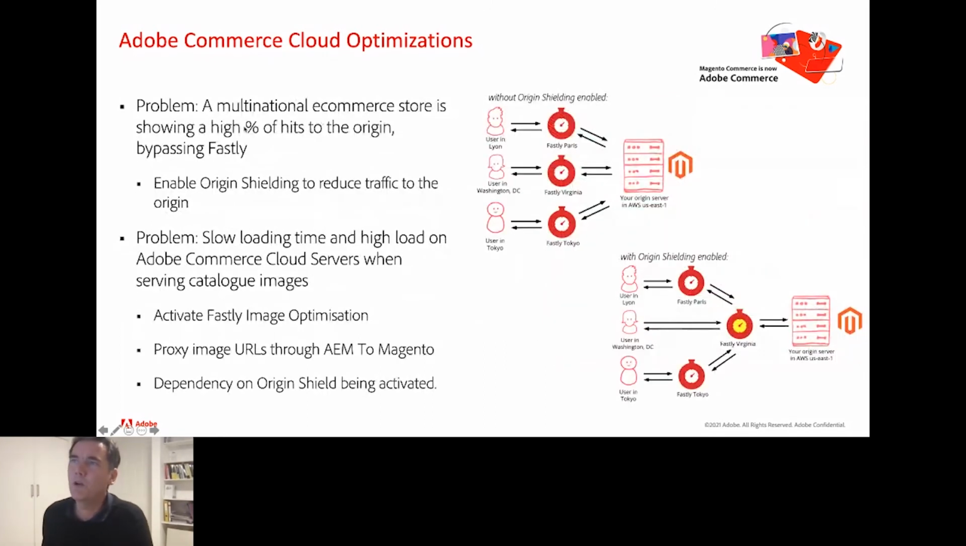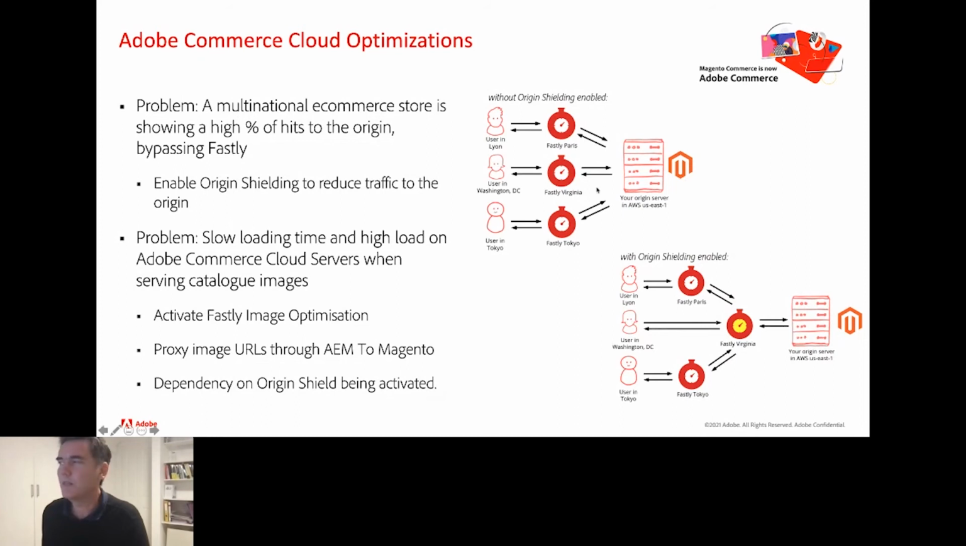Problem: a multinational e-commerce store is showing a high percentage of hits to the origin, which is bypassing Fastly. To resolve this, you should enable origin shielding to reduce traffic to the origin. The purpose of Fastly's origin shielding is to reduce traffic to the Adobe Commerce origin. When a request is received, a Fastly edge location or point of presence checks for cached content and provides it. If it's not cached, it continues to the shield point of presence to check if it's cached there. If the content has been previously requested, even from another global point of presence, it will be cached.